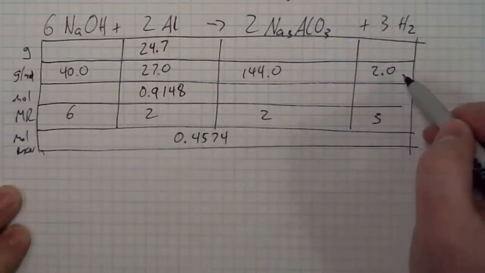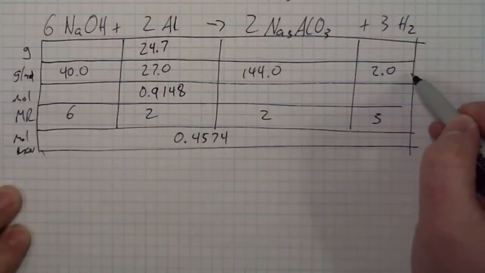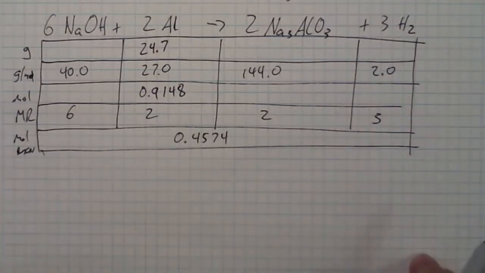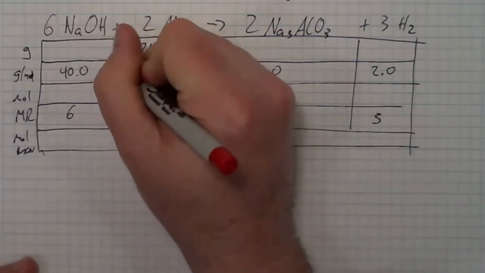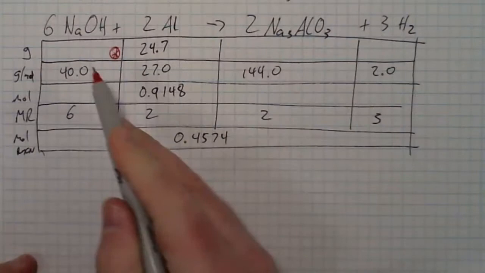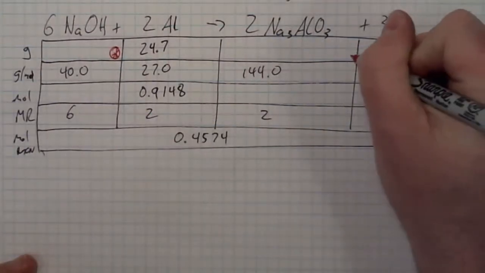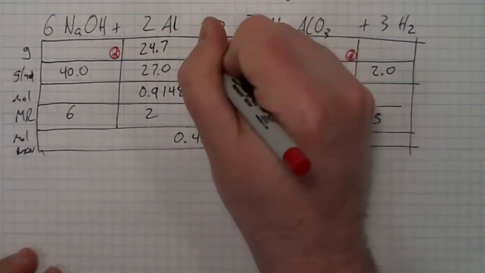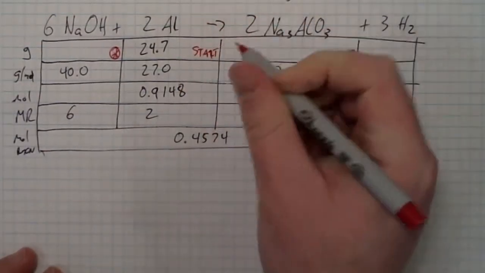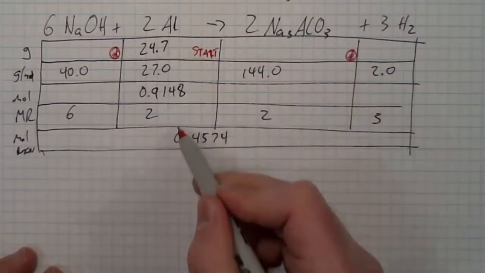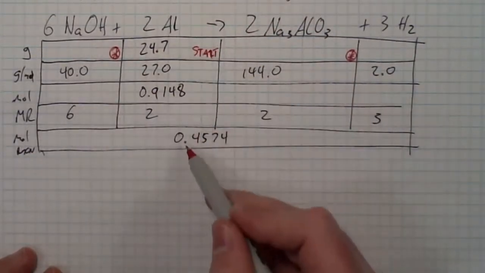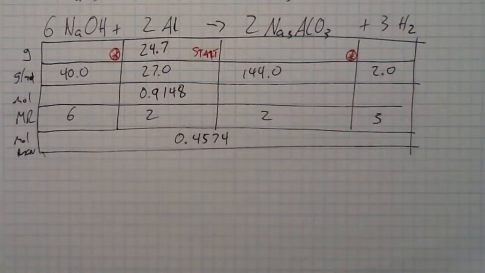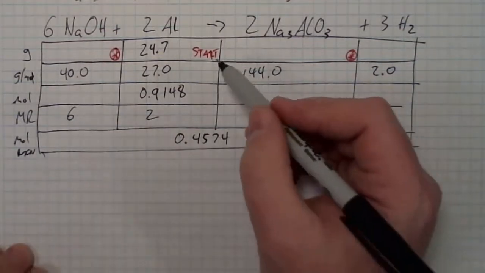Now, I said I filled out this one. I forgot. Oh, I didn't need to do that. How did I know I didn't need to do that? Because if you go back to the question, it asked for the grams of the sodium hydroxide used and the grams of the sodium aluminate produced. So we started here. And then we're going to march up to there, and march up to there. All right, so now it's just a matter of breaking out your calculator and doing the math.